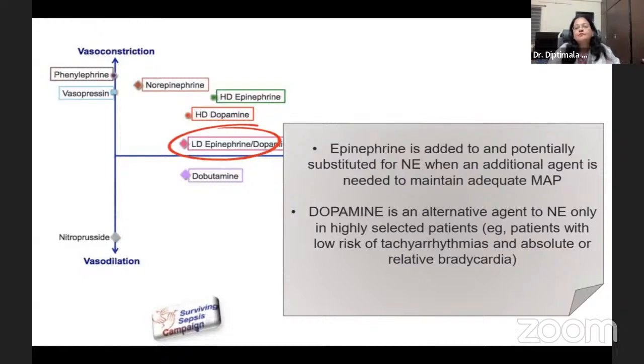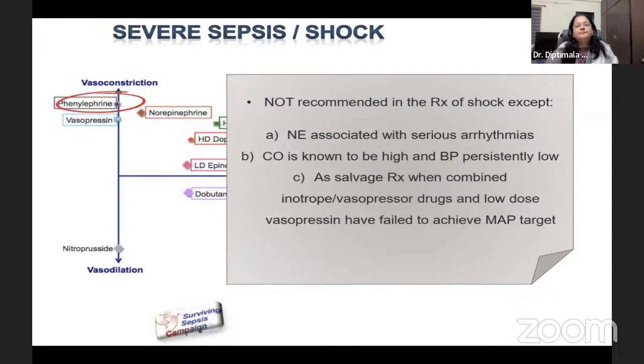Patients who are at low risk of tachyarrhythmias and absolute or relative bradycardia, because dopamine will increase the heart rate, so it can precipitate arrhythmias. So this will be a drug of choice for the patients who are in relative bradycardia. This is one point which needs to be remembered. Not recommended in treatment of shock except when norepinephrine is associated with serious arrhythmias, cardiac output is known to be high and blood pressure persistently low. As salvage treatment, when combined inotrope and vasopressor drugs and low-dose vasopressin have failed to achieve mean arterial pressure target.